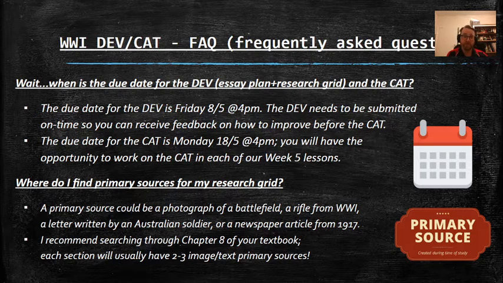The due date for the CAT is Monday the 18th of May. So that's the same for both 9B1 and 9G3. So it's not next Monday, it's the one after. You will have the opportunity to work on the CAT in each of our week 5 lessons. So initially, I had planned to set the due date for the CAT as the 15th, so next Friday. But because both of my Year 9 classes lose out on most of their double period on next Wednesday, May 13th, for careers testing.